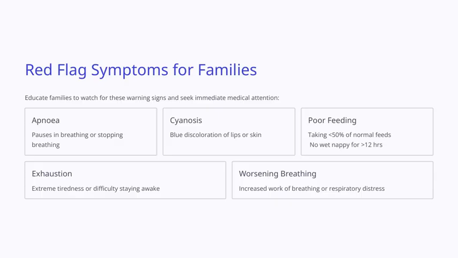Exhaustion is also critical. If your baby is extremely tired or having difficulty staying awake, this could be a sign of worsening health. Finally, worsening breathing, such as increased effort to breathe or signs of respiratory distress, should never be ignored. If you see these signs, seek help immediately. Remember, these symptoms are warning signs that something serious might be happening, so quick action can make a real difference in your baby's health and safety.